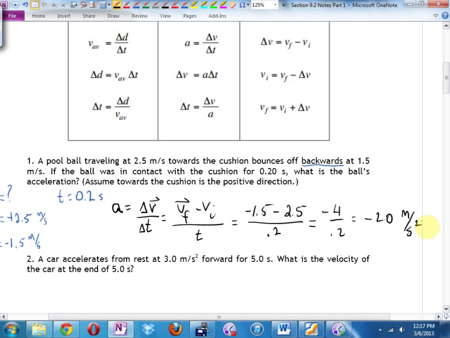What's the negative telling you? The acceleration was in the opposite direction that you were traveling. You were traveling forwards, you accelerated backwards.